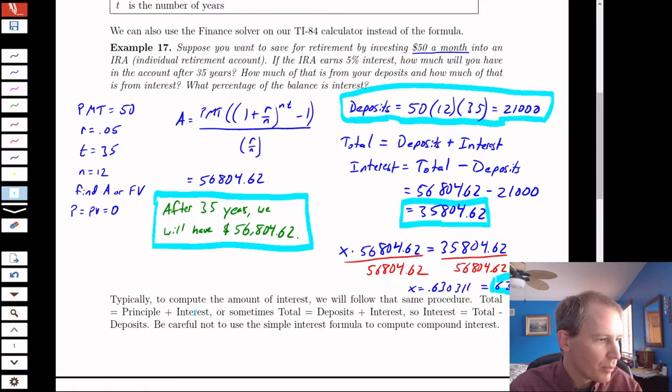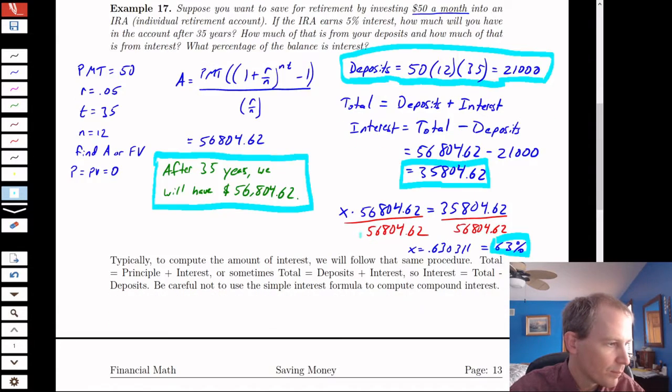Okay, so the thing I want you to note here at the bottom, when we're computing interest, we're going to follow the same procedure that we did over here. The total amount is going to be principal, or deposits plus interest. So the interest is going to be the difference. Interest is the total minus the deposits. So don't use the simple interest formula just because it's a formula that says interest equals.